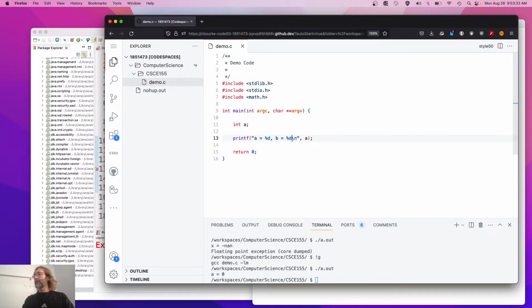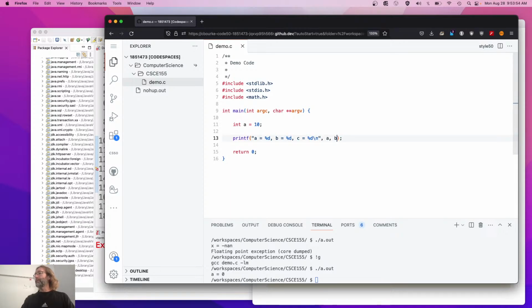B is equal to percent d, C is equal to percent d. So let me go ahead and restore all of those, A, B, and C. You just have a comma delimited list. Okay, and is it just in order? Yes, it's in order. The first placeholder here will be the first variable. The second placeholder will be the second variable.